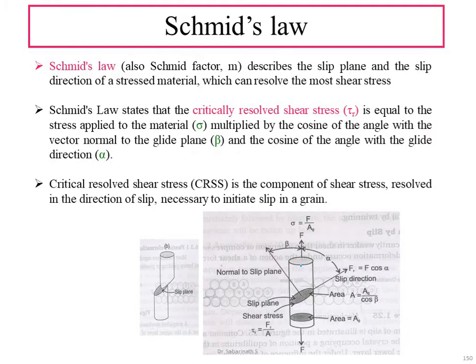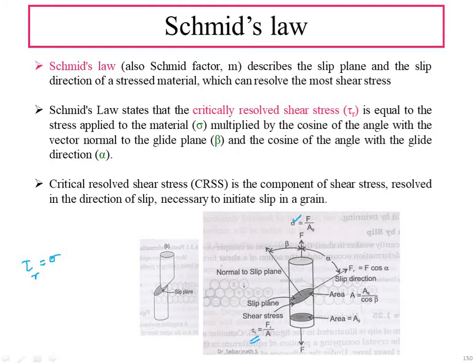Schmid's law states that there is a stress known as the critically resolved shear stress. We will see in the next slide what it is. For the time being, just understand this: tau r is equal to the stress applied on the material, that is sigma, multiplied by the cosine of the angle with the vector normal to the glide plane.